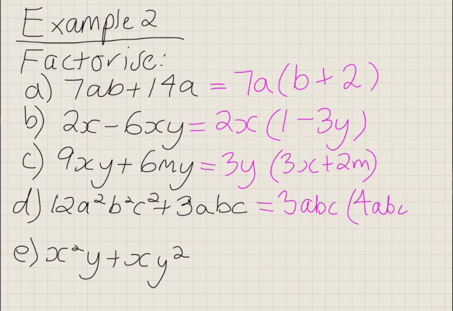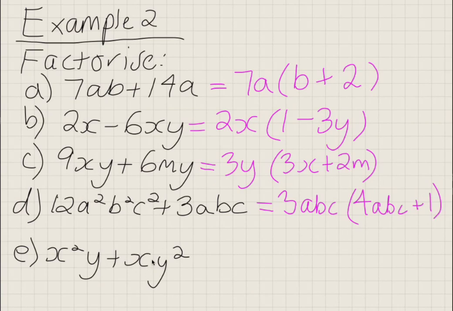3abc times what gives 3abc? That's just 1. So plus 1 there. In the next one, we have x squared here and y squared. So you have to go with pulling out x and y, because we can't pull out x squared and y squared, because you can see in this first term the highest power of y is 1, and in here the highest power of x is 1.